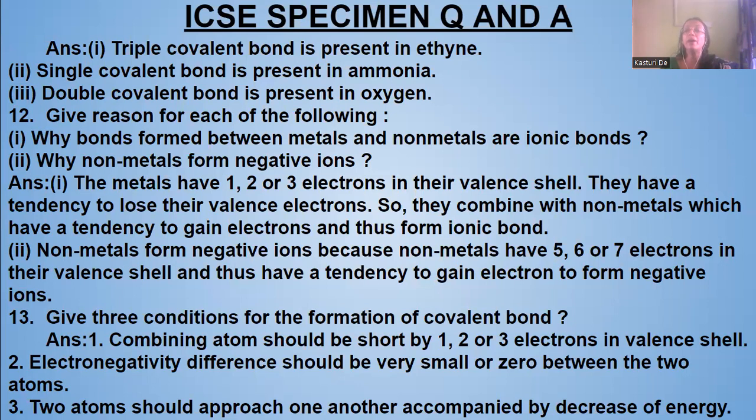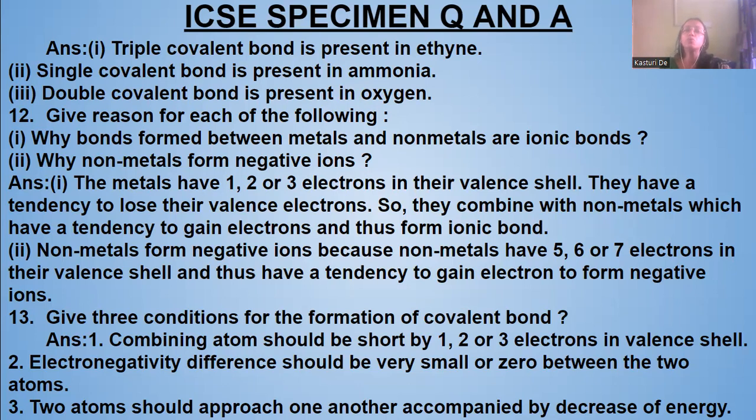First, metals have 1, 2, or 3 electrons in their valence shell. They have a tendency to lose electrons, so they combine with non-metals, which have a tendency to gain electrons. Metals give away the electrons, whereas non-metals accept the electrons. That's why there is a transfer of electrons, and that's why they form ionic bonds.